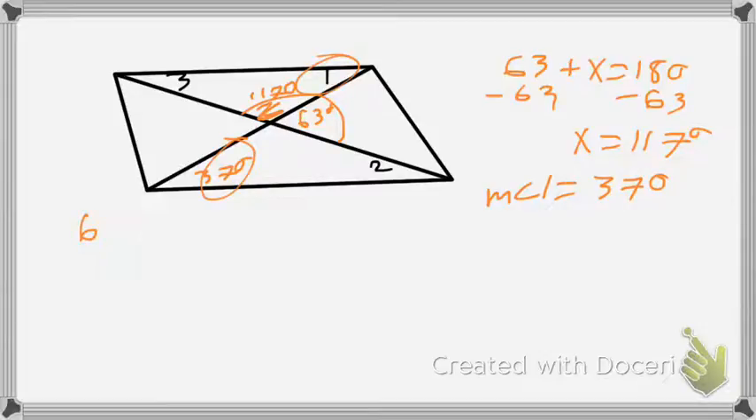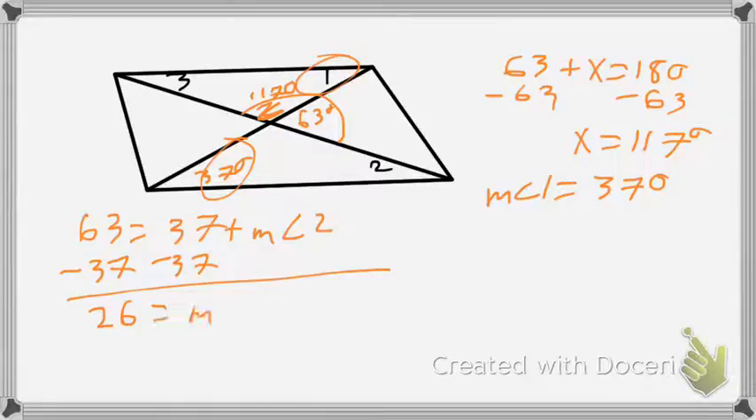So, where to now? Well, we know that 63 is going to be an exterior angle to 37 and 2. Okay, remember, an exterior angle of a triangle is equal to the sum of the two remote interior angles. Check 37, we get the measure of angle 2 equals 26. So, because 2 and 3 are also alternate interior angles, we know that 3 as well is 26.